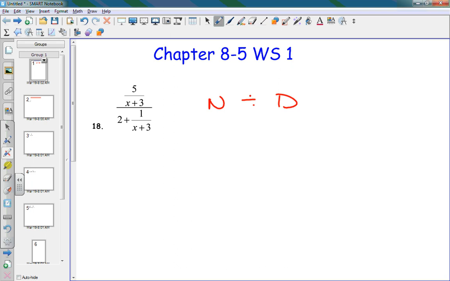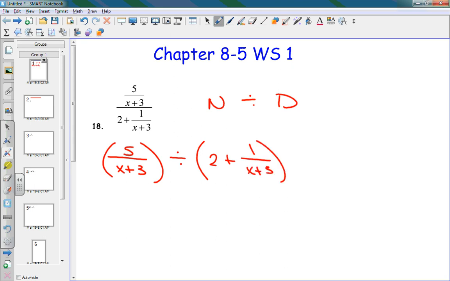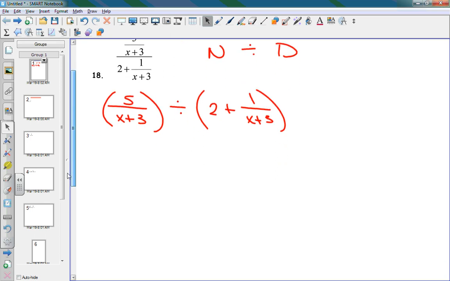So my numerator is going to be 5 over x plus 3 divided by 2 plus 1 over x plus 3. We all see that, yes or no? Now, 5 over x plus 3, can I do anything with that? No. When I'm dividing, I can flip the fraction and change the division to multiplication, correct? Before I can flip a fraction, I have to first make it into one fraction.